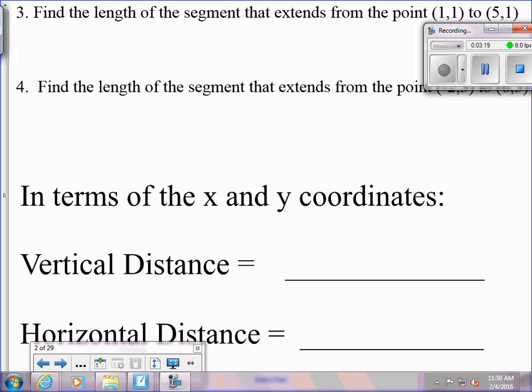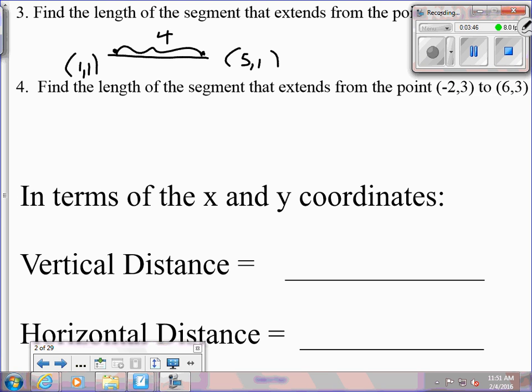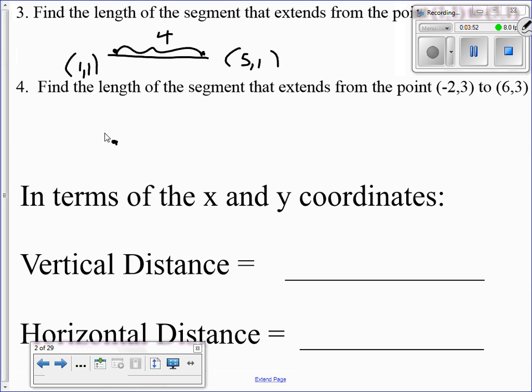Okay, we're back. You have the point (1, 1) right here, and you have the point (5, 1) over here, and you want the length of that horizontal segment. They have the same y, so it'll be a horizontal segment. What is it? First of all, 4, right? That length would be 4. Let's do the next one. You have the point (-2, 3) and then you have the point (6, 3). You want the length of that horizontal segment. What is it? It's 8.